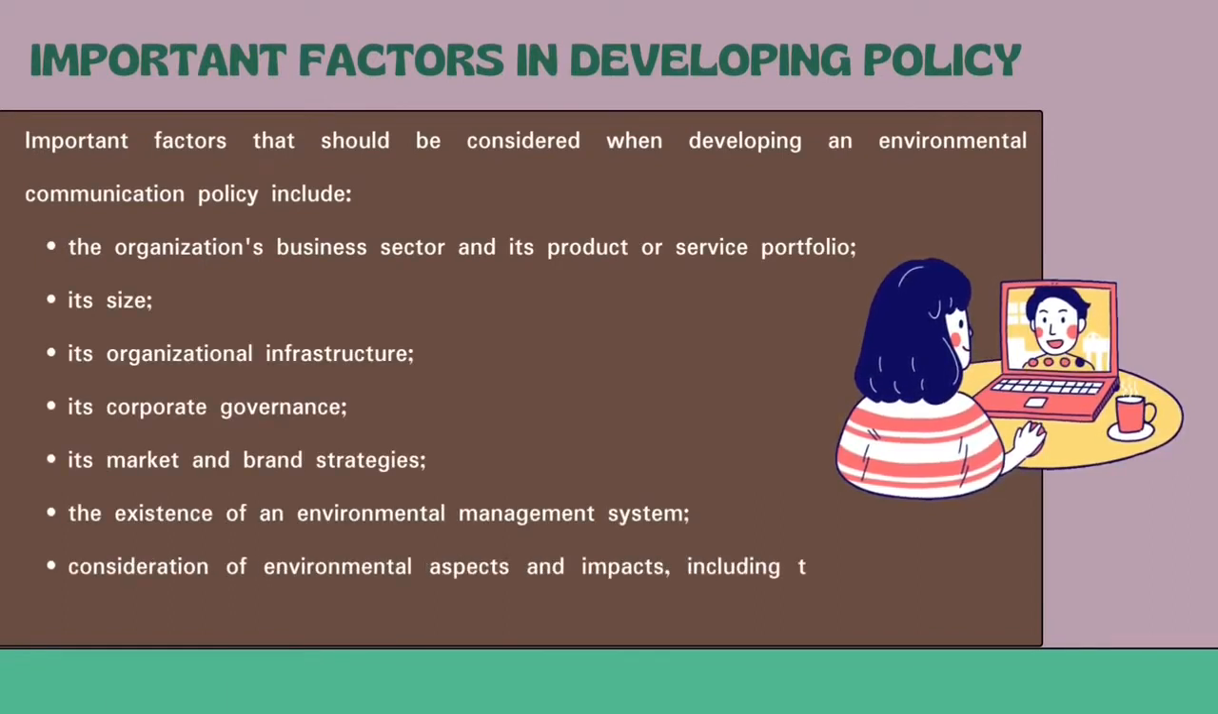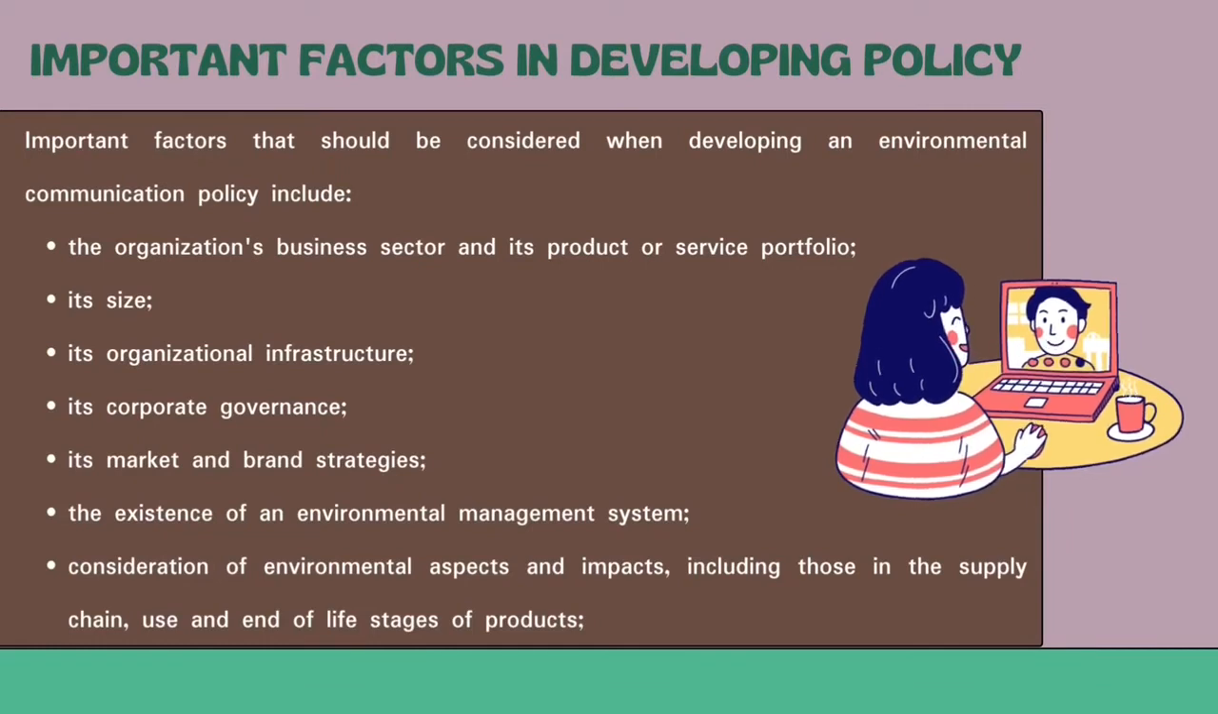Important factors that should be considered when developing an environmental communication policy include: first, the organization's business sector and its product or service portfolio. The size, its organizational infrastructure, its corporate governance, its market and brand strategies, the existence of an environmental management system. The last one, consideration of environmental aspects and impacts, including those in the supply chain, use, and end-of-life stages of products.